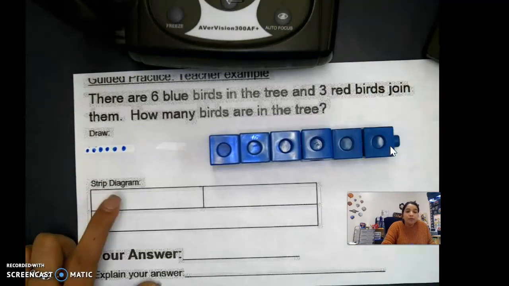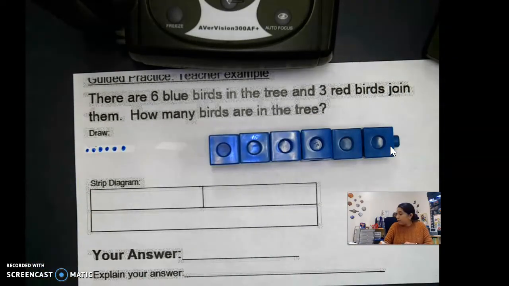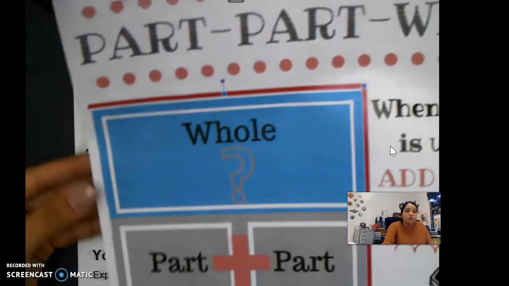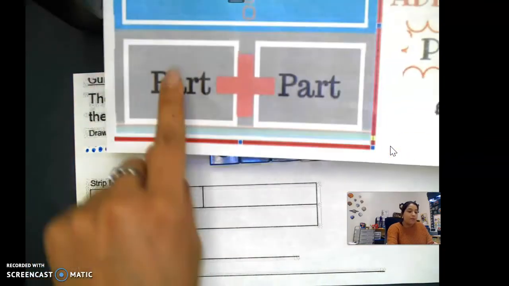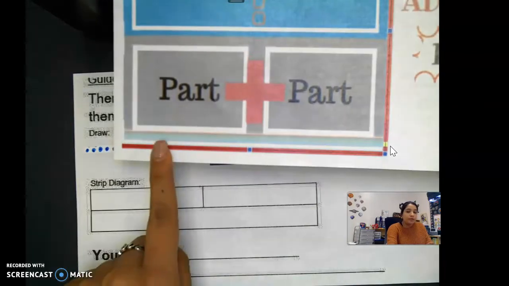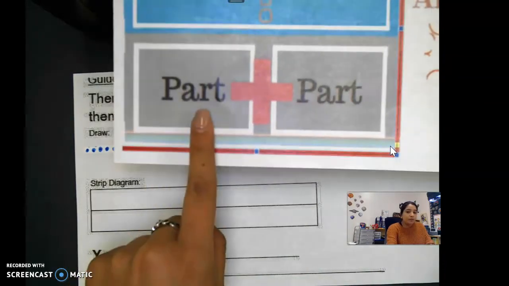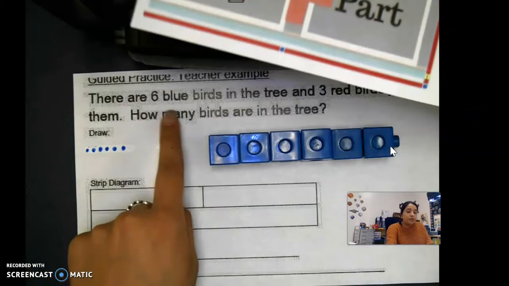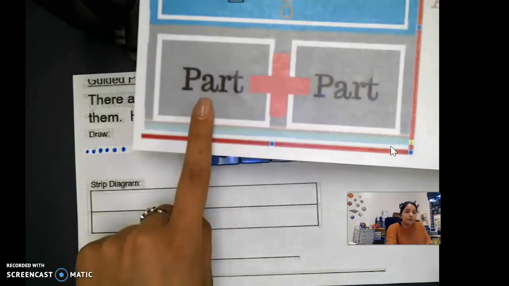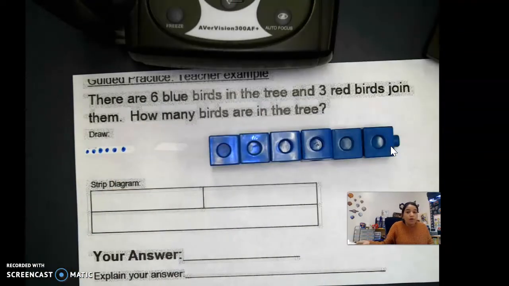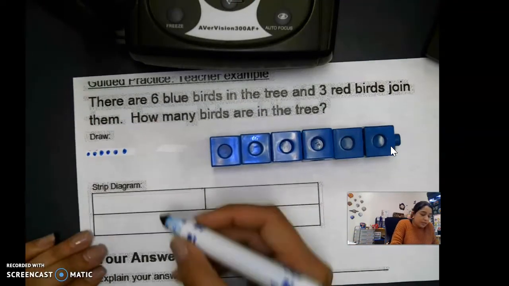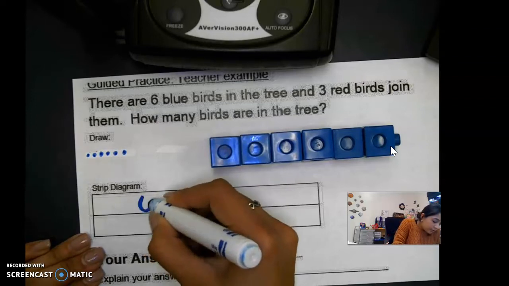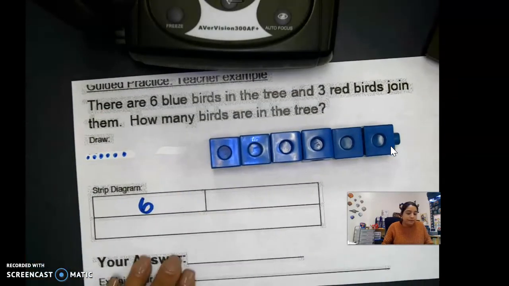And in our strip diagram, let's refer back to our new vocabulary word, strip diagram. We have a whole, part. So we have one part, which is 6 bluebirds. We do have a part because we don't know the total number of birds yet. So we have one part, which is 6 bluebirds. So I'm going to put 6 right here.